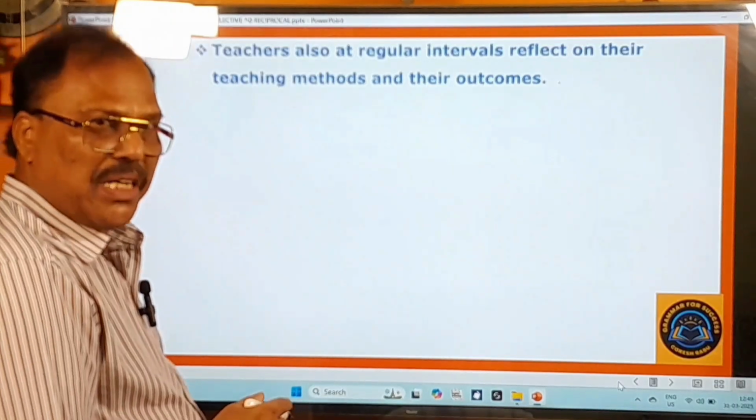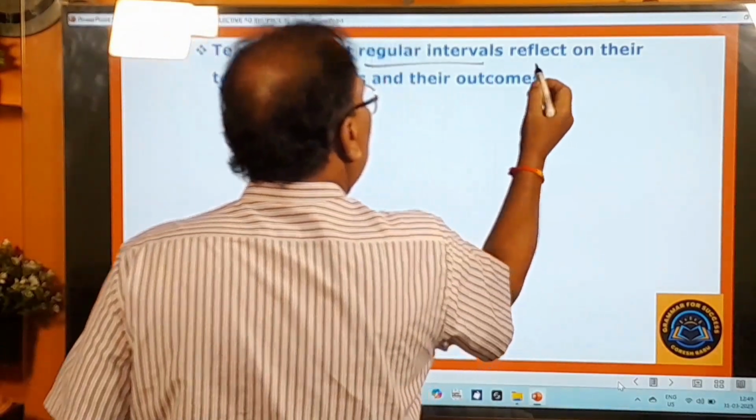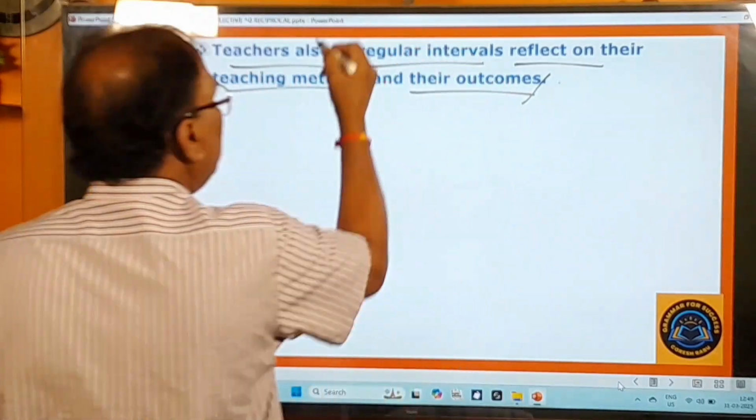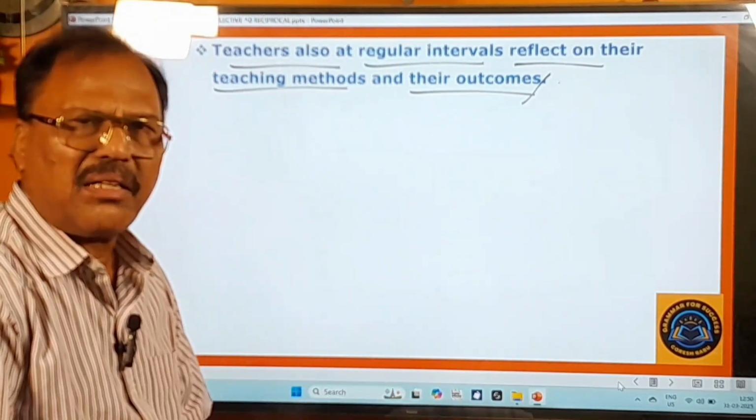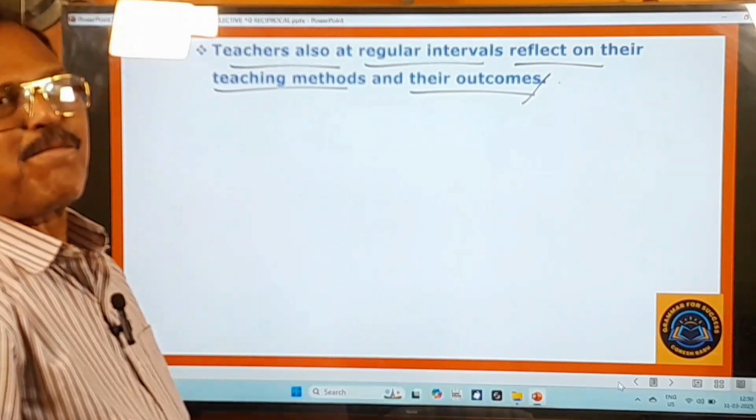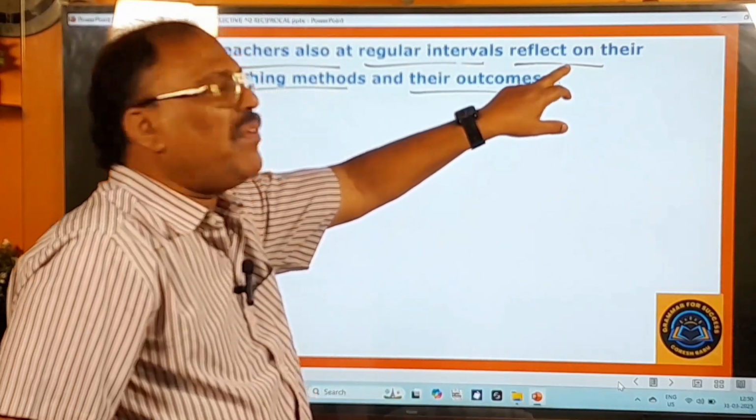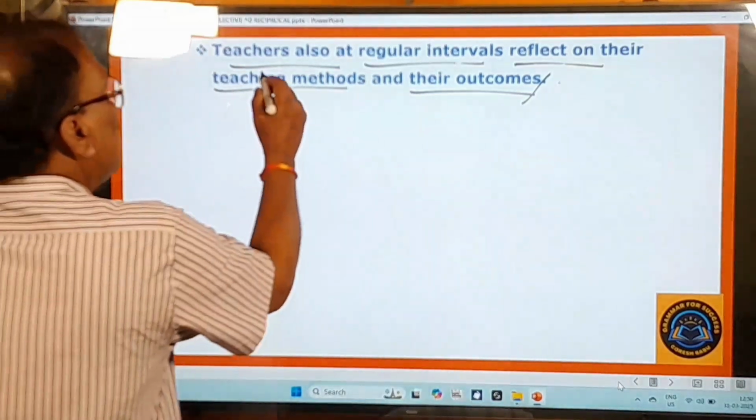Another feature of this reflective teaching is that teachers also, at regular intervals, reflect on their teaching methods and their outcomes. So this is very interesting. Teachers at regular intervals, meaning frequently, very often, what do they do? They reflect on. Reflect on means to think about. Think about what? Their teaching methods.